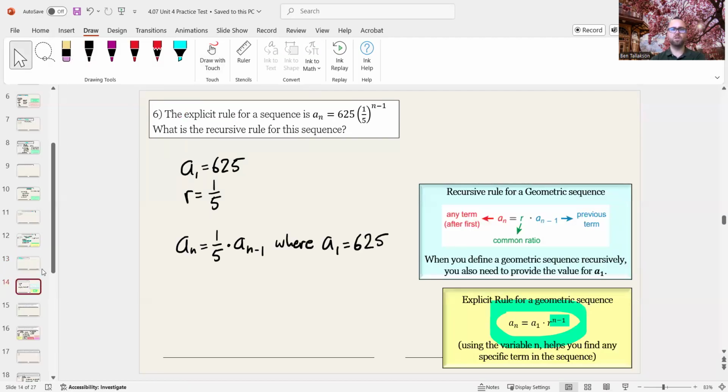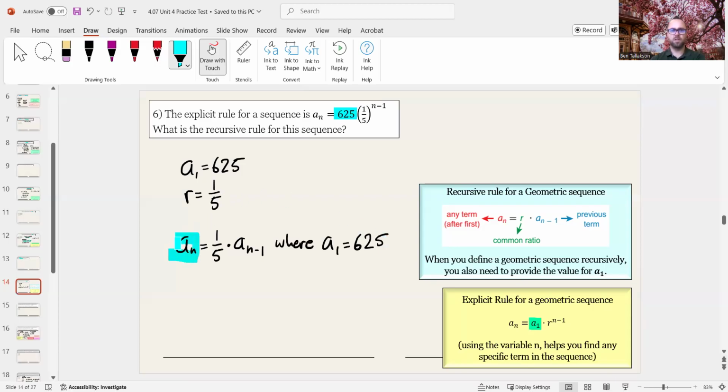So if you see n minus 1 in the exponent, that is the explicit rule for a geometric sequence we saw before. So we use it, right? We write it out, and we plug in what we need to know, which is a sub 1. What's a sub 1? Well, if you look at your explicit rule, it's the first value right there. There's a sub 1. Okay, so we're going to write where a sub 1 equals 625.